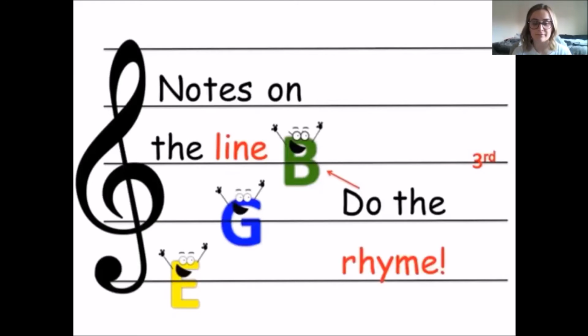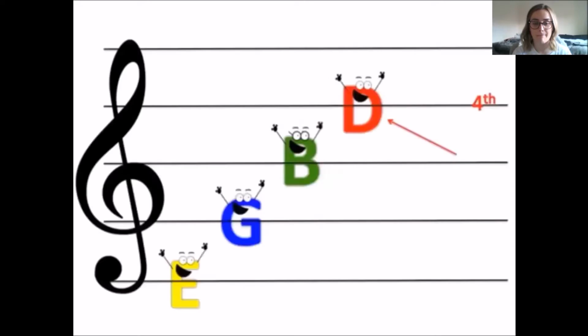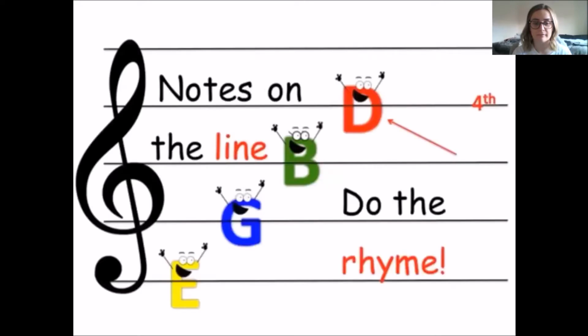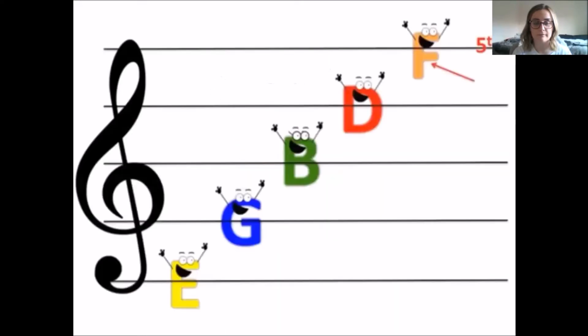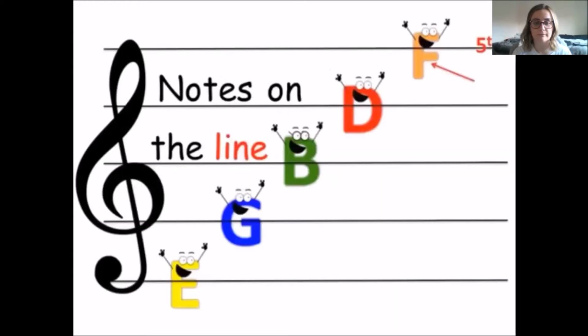I am D, and I live on the fourth line. Notes on the line, do the rhyme. I am F, and I live on the fifth line. Notes on the line, do the rhyme.